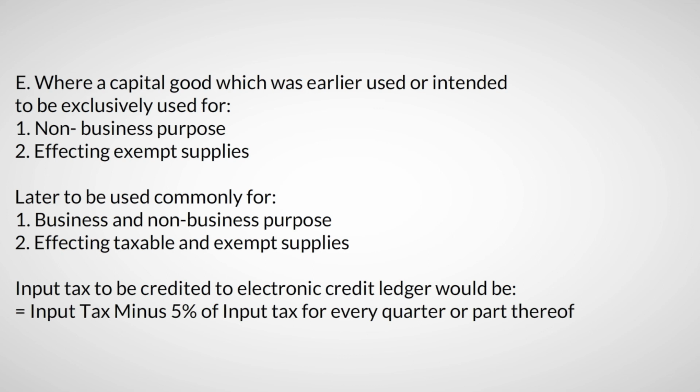E. Where a capital good which was earlier used or intended to be used exclusively for 1. non-business purpose, 2. effecting exempt supplies, is later to be used commonly for 1. business and non-business purpose, 2. effecting taxable and exempt supplies, input tax to be credited to the electronic credit ledger would equal input tax minus 5% of input tax for every quarter or part thereof.